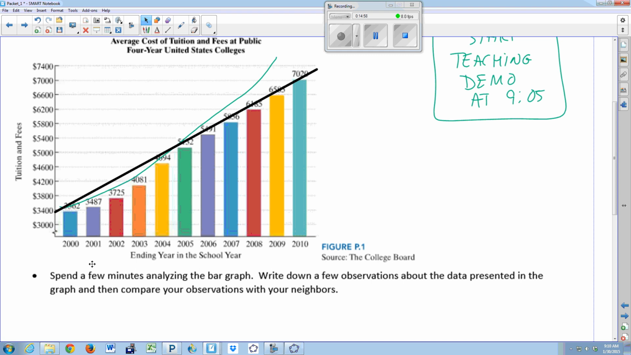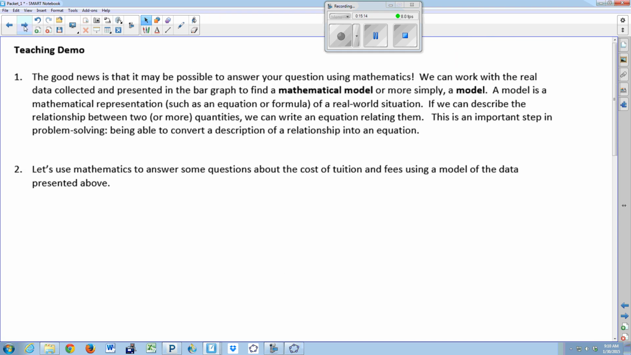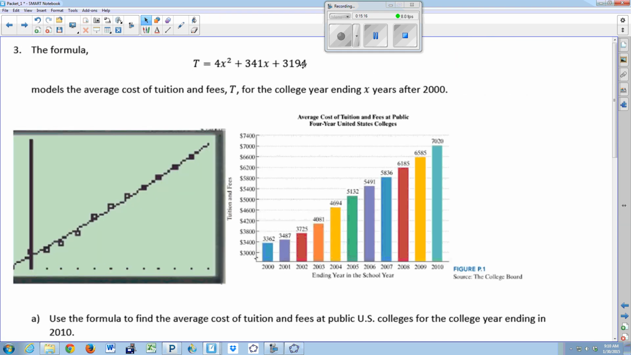If we go outside of 2010, right now we would be predicting what the tuition and fees would be based on this equation. If we stay within here, we're estimating, okay? So the model that we picked, the book picked, the author, is this model right here, where T represents the tuition and fees, and X represents the college year ending after 2000. So in other words, how many years after 2000?